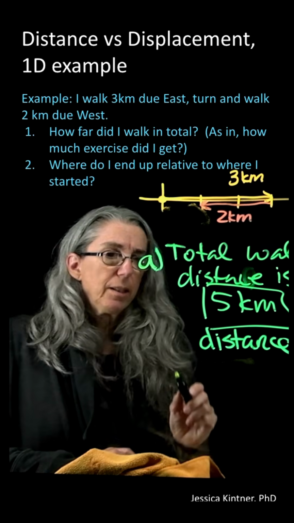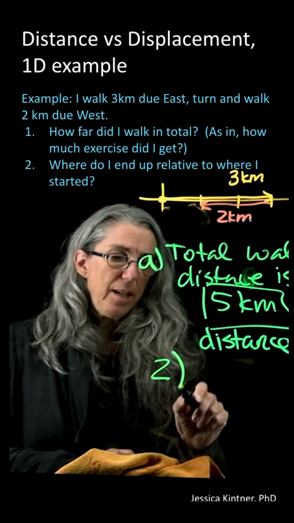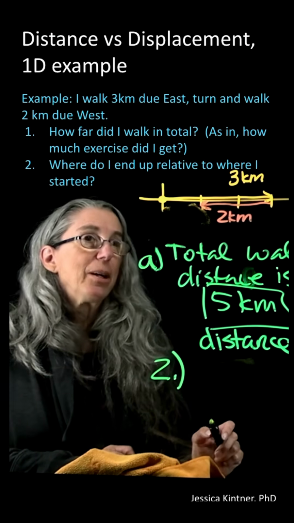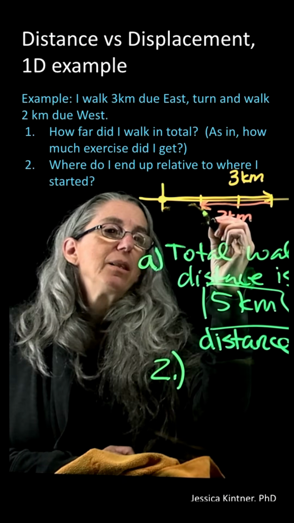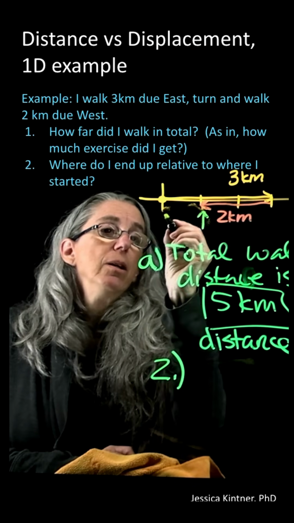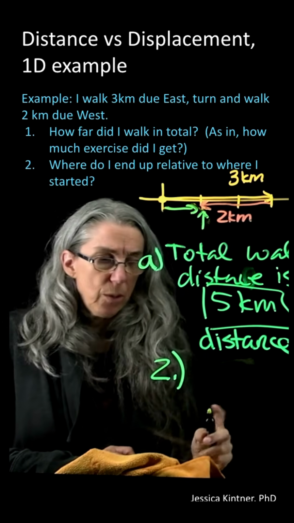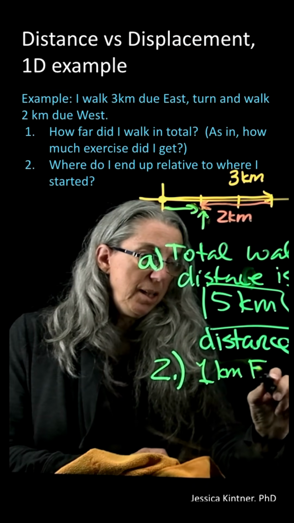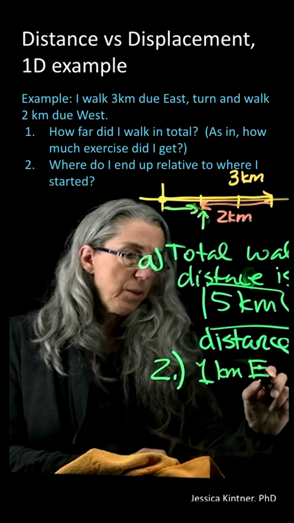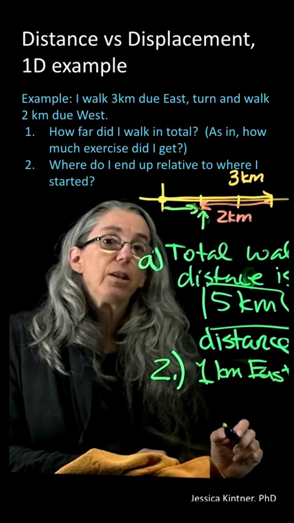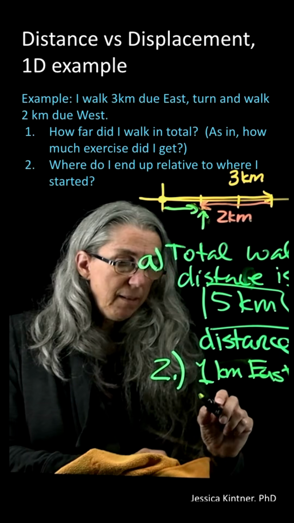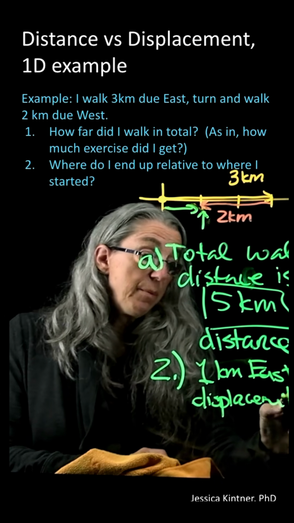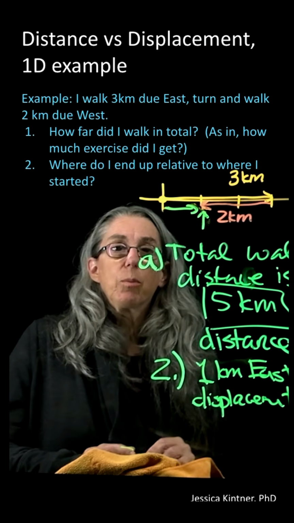For the second part, I just realized I called the first one A. It should have been 1. For the second part, the question is, where do I end up relative to where I started? I'm going to answer that by just looking at the picture. So I end up right there, which is 1 kilometer due east. 1 kilometer east, doesn't quite fit on the screen, 1 kilometer east of where I started out. That is displacement. I'm displaced 1 kilometer east from where I started.